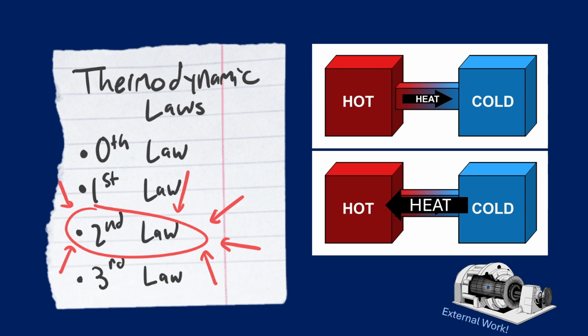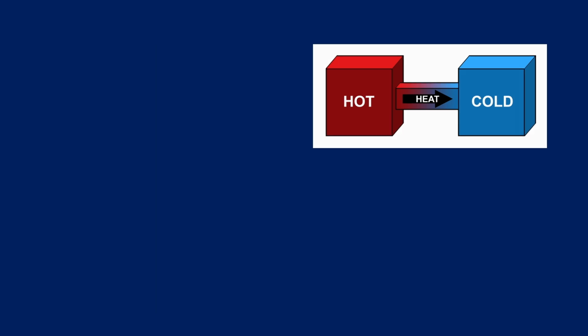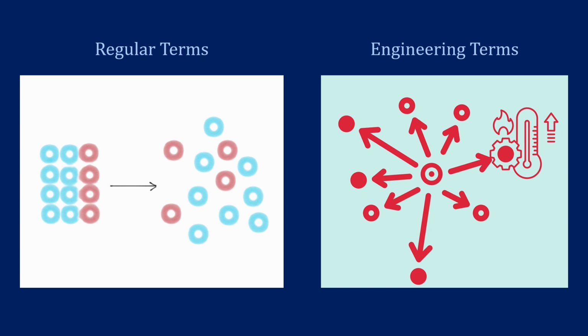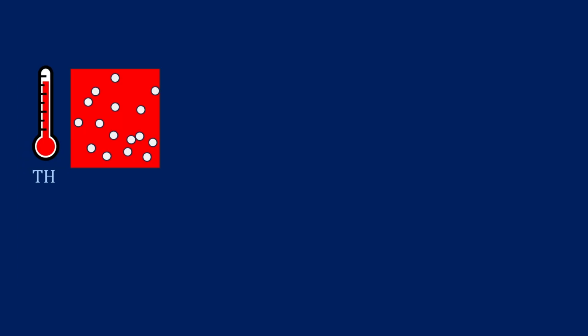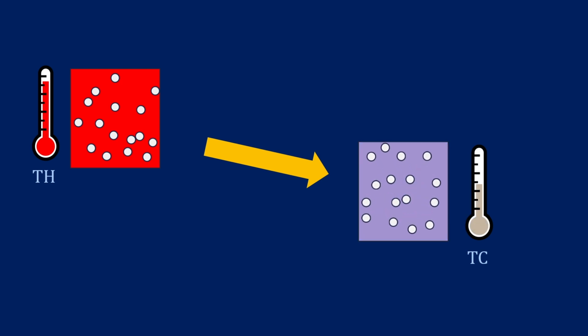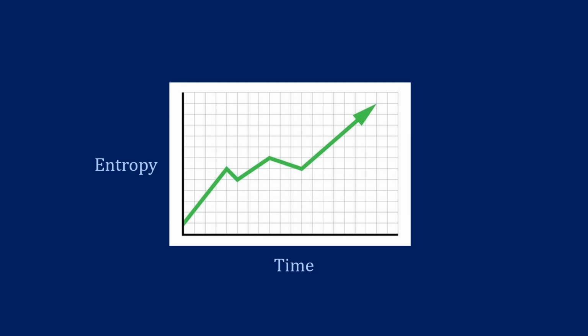But this isn't just a rule about direction, it's a rule about loss. To understand that loss, we introduce entropy, which in thermal design terms measures how dispersed energy becomes. When heat flows from a hot reservoir at temperature TH to a cold reservoir at temperature TC, that energy spreads out and entropy increases. Critically, entropy can never decrease in an isolated system, meaning every real engineering process generates it.